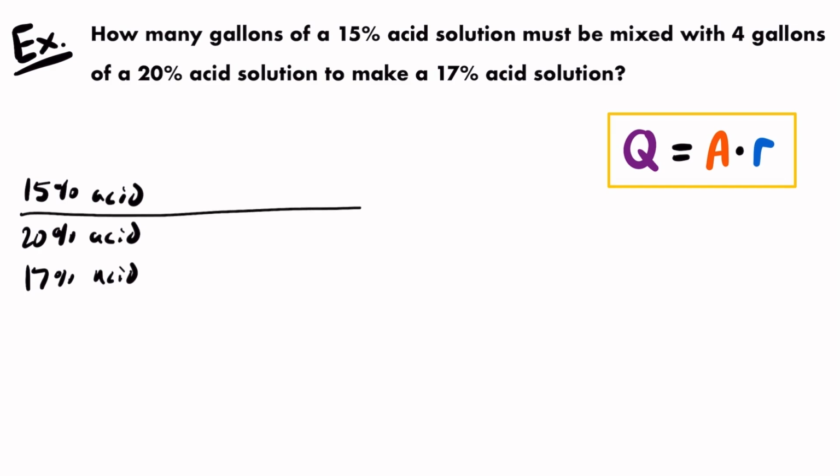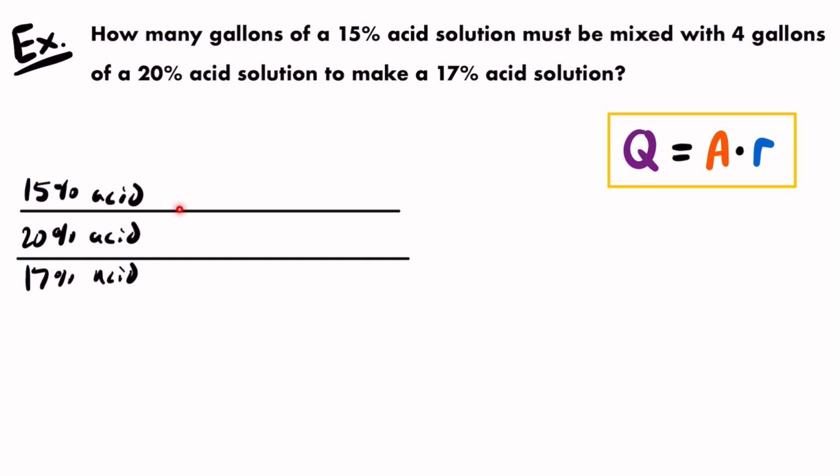You're going to have a row for each of those solutions, and then 3 different columns, one for each of these 3 values. And we're going to start with A, the amount of each solution. So for the first column, we will have the amounts A. Then for the second column, we'll have the percent concentration R. And then in the last column, we have the quantity of the substance in the solution. All right, and remember that A times R is equal to Q.